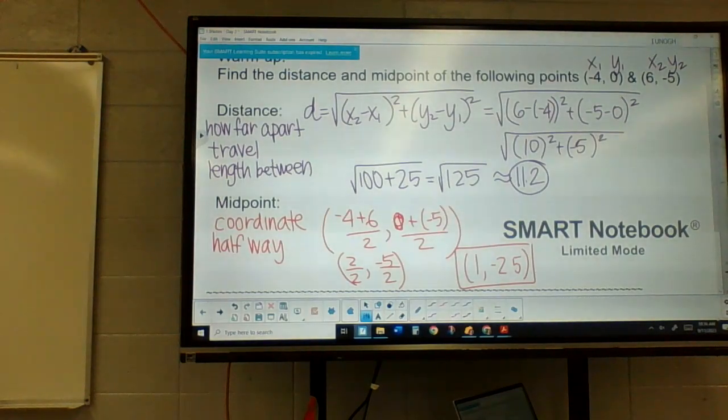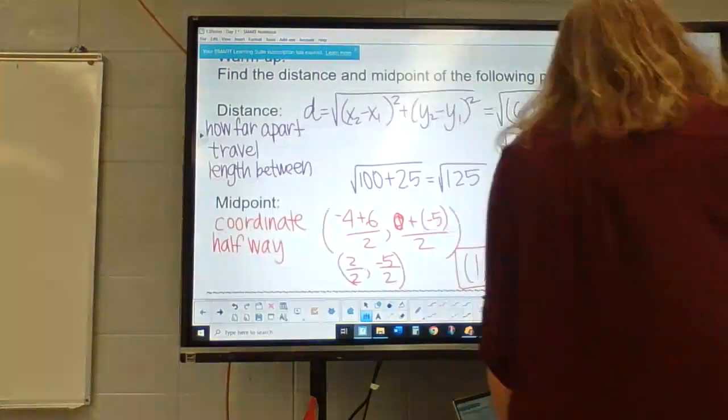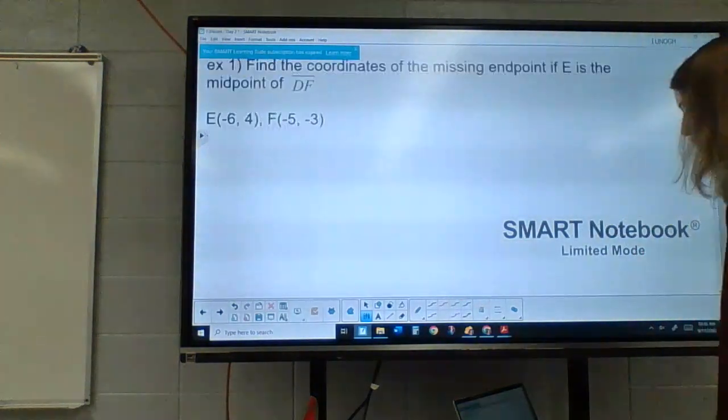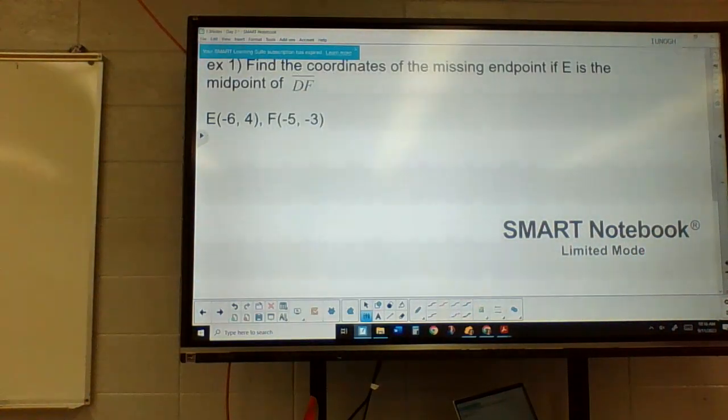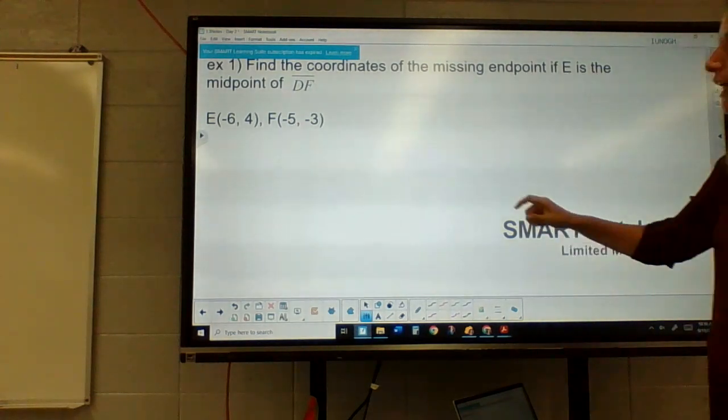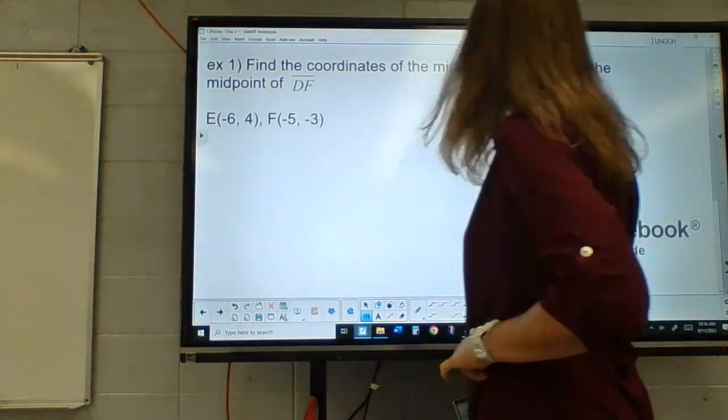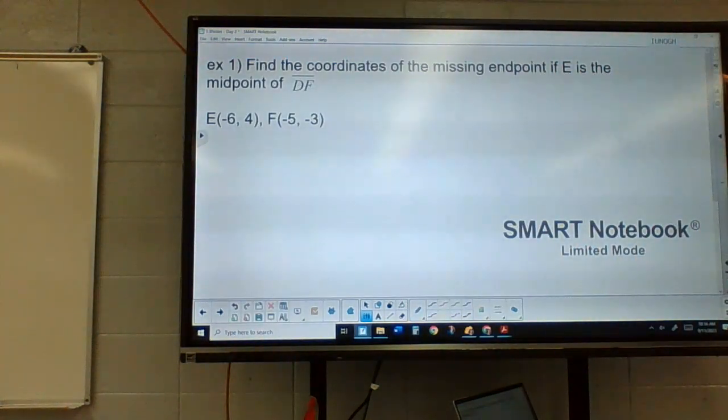So that being said, we're going to look at example 1 here. If you look quickly, this is a great example of not reading the question. I see the word midpoint, I see 2 points, I'm just going to find the midpoint of it. It's not that easy. So we want to take a minute to look at this. It says find the coordinates of the missing endpoint, E. Oh, wait, if E is the midpoint of DF.